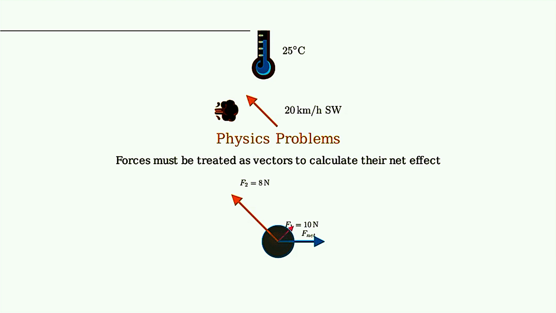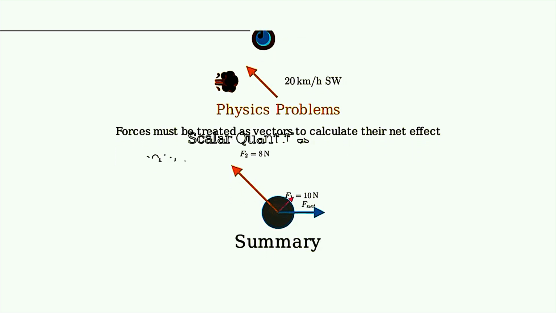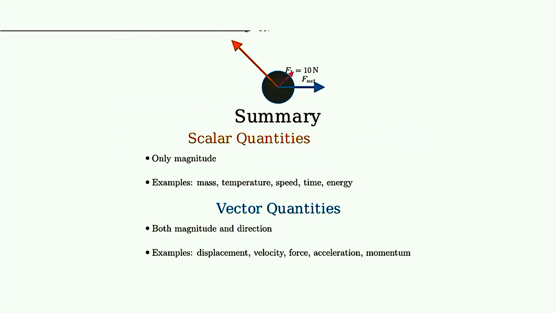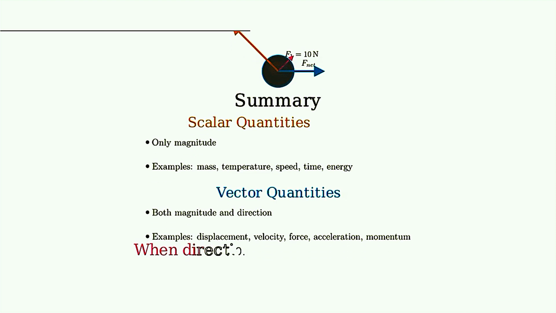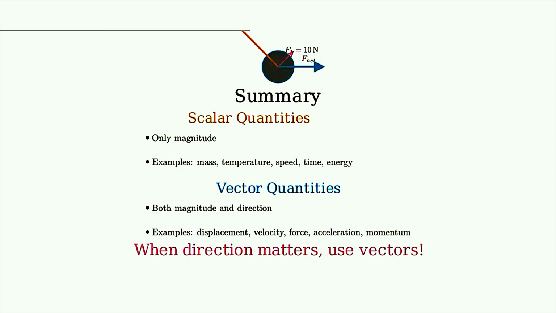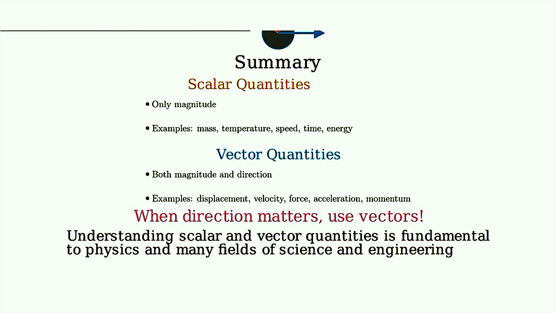To summarize what we've learned today, scalar quantities have only magnitude. Examples include mass, temperature, speed, time, and energy. Vector quantities have both magnitude and direction. Examples include displacement, velocity, force, acceleration, and momentum. The key takeaway is that whenever direction matters in describing a physical quantity, we need to use vectors, not scalars. Understanding the distinction between scalar and vector quantities is fundamental to physics and many other fields of science and engineering.